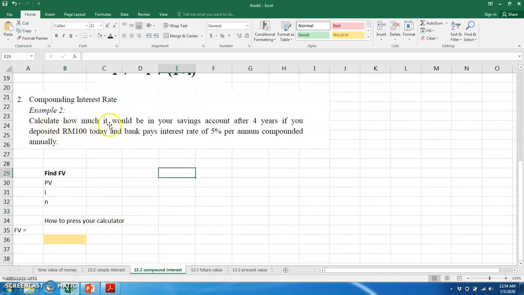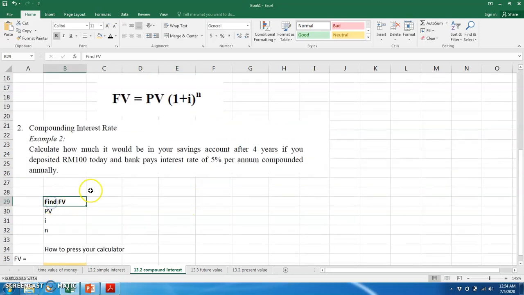Calculate how much it will be in your savings after 4 years. After 4 years, meaning find the future value. If you deposited RM100 today, the present value is 100. If the bank pays an interest rate of 5%, the interest rate is 0.05, after 4 years. When you do your question like this, you need to list down all this information.